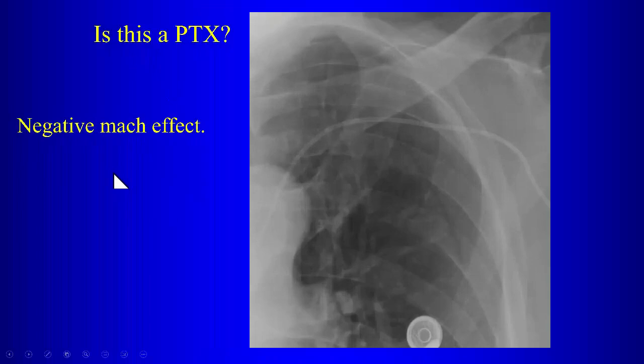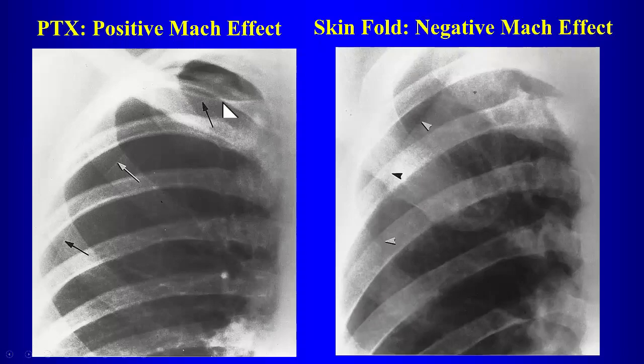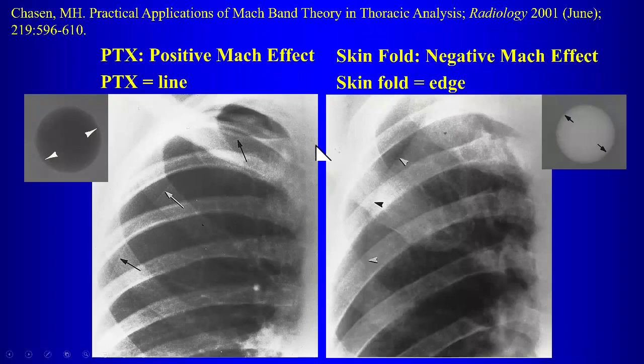So that's a negative Mach effect here next to that. That's what we see with a skin fold, not a pneumothorax. Now that's a pneumothorax. With a pneumothorax we get this positive Mach effect. With a skin fold, you get a negative Mach effect. You see the difference? With a pneumothorax, that visceral pleural line looks even sharper. So you look for that sharp line of the visceral pleura, and of course no lung markings peripheral to it. That's what you want to see.